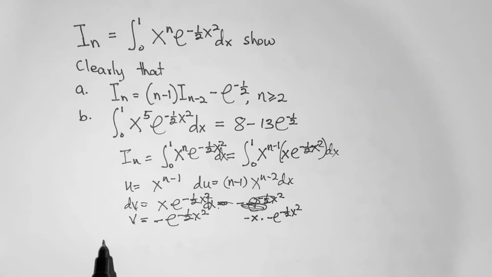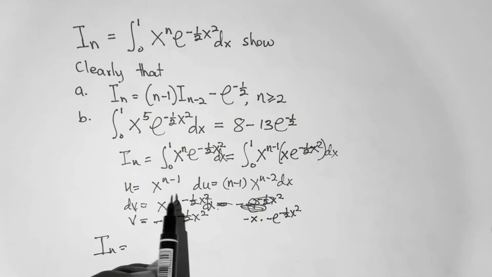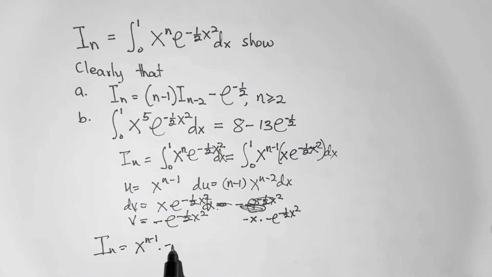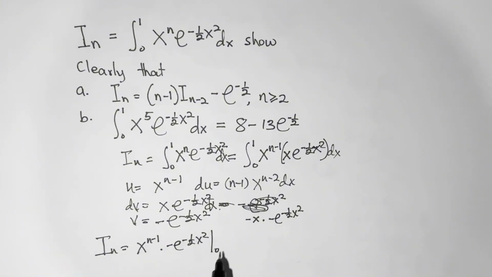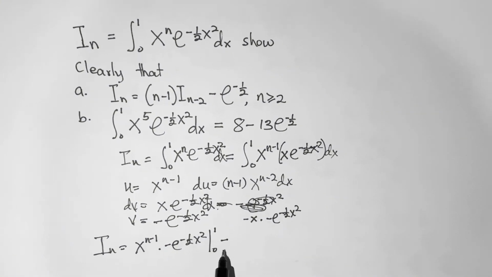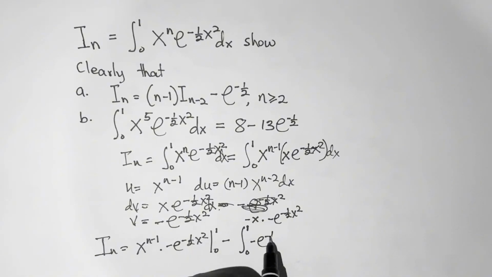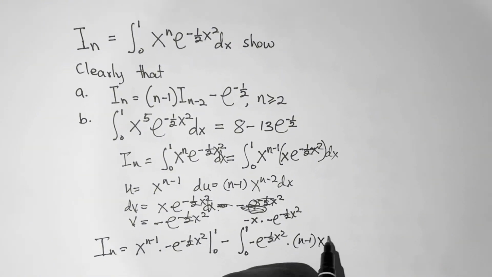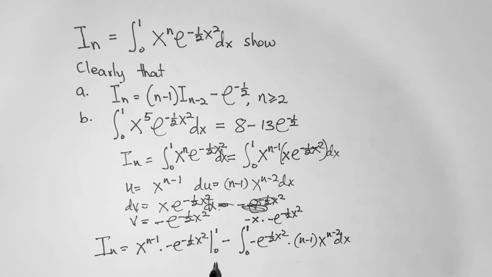So I of n can therefore be written as I of n is equal to uv. u is x^(n-1), and then v is minus e^(-1/2 x^2), evaluated from 0 to 1. Then minus the integral of v du, which is the integral from 0 to 1 of v, minus e^(-1/2 x^2), then du is (n minus 1) x^(n-2) dx. So let's evaluate this at 0 and 1.